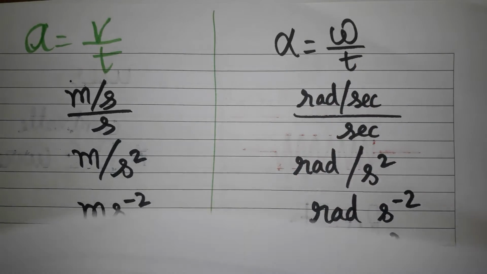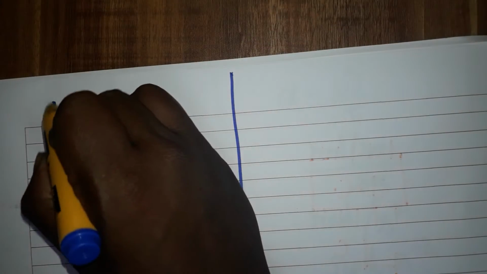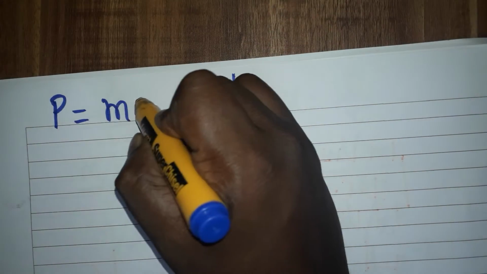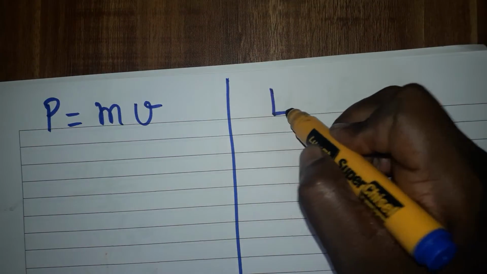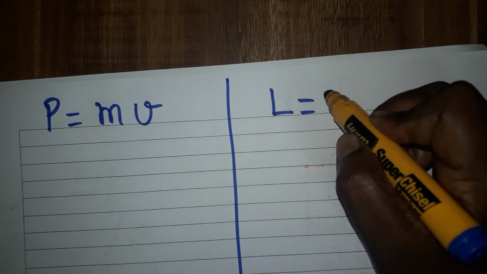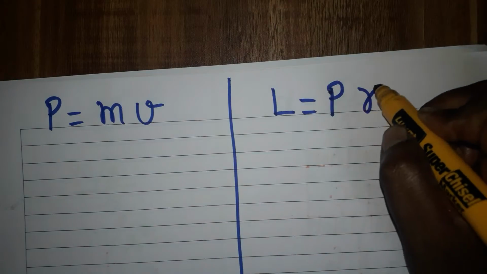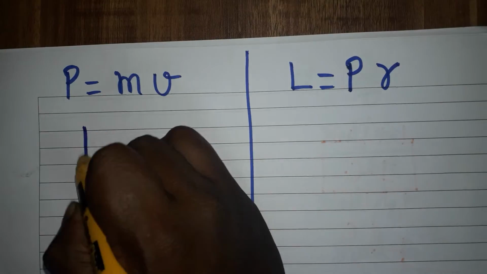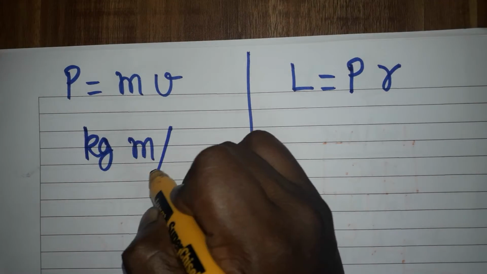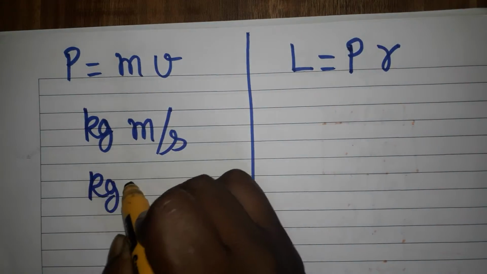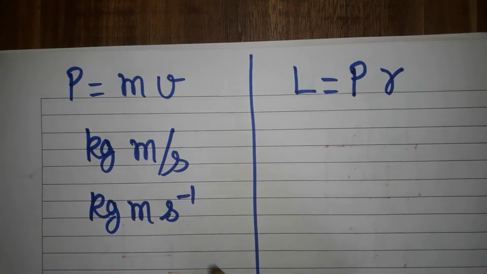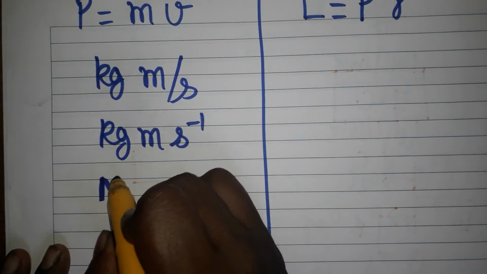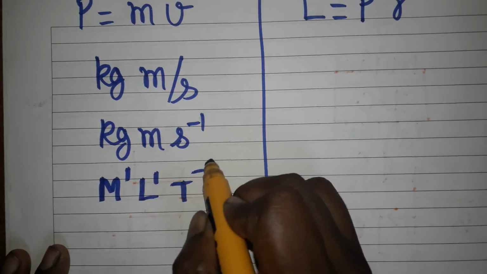Next, in linear motion, p is called momentum. Momentum is equal to mass into velocity. In rotational motion, L is called angular momentum: linear momentum into radius is the angular momentum. Here the product of mass into velocity, mass in kg and velocity in meter per second, gives kg meter second minus 1, which is called linear momentum. The dimensional formula is M power 1, L power 1, T power minus 1.